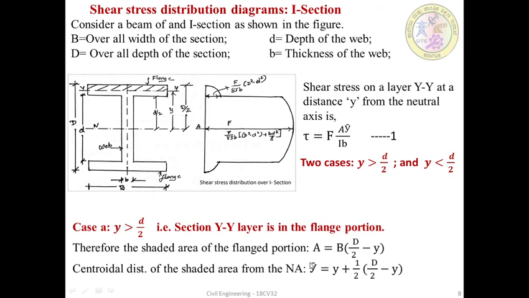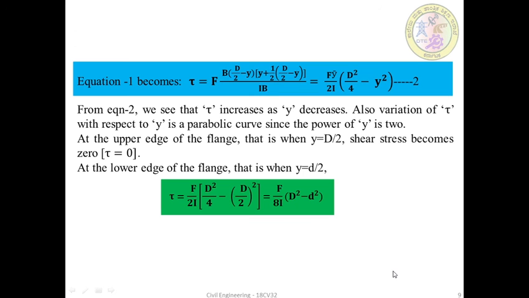The centroidal distance of the shaded area from the neutral axis, ȳ, is equal to, here is the centroidal distance of this with respect to the neutral axis, y plus half of this height, so half of (capital D by 2 minus y). So now equation 1 becomes, substituting all the values, we get F ȳ divided by 2I into (D square minus 4y square). This is equation number 2.